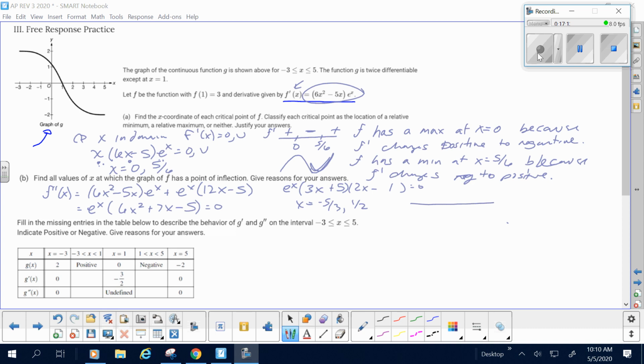I did verify that the second derivative changed signs there. How it changes signs in this case doesn't matter. It matters in the first derivative test how it changes sign for max or min, but for inflection it doesn't matter how it changes sign. So you would say F has inflection points. You could put them together. X equals negative 5/3 and x equals 1/2 because F double prime changes sign there.